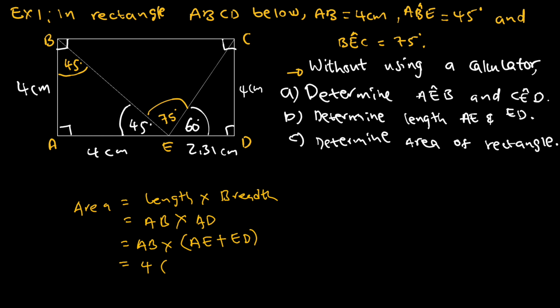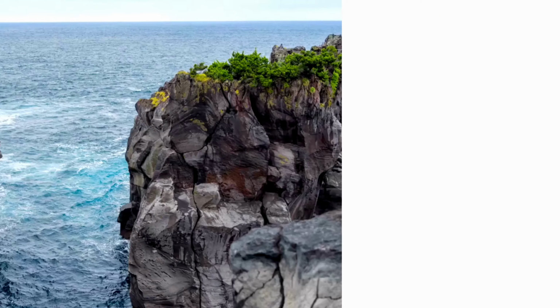This will be 4, and the value of AE is 4. That will be 4 plus the value of ED, which is 2.31. Now punch this on your calculator. What do you get? I get 25.24 centimeters squared, because this is an area.